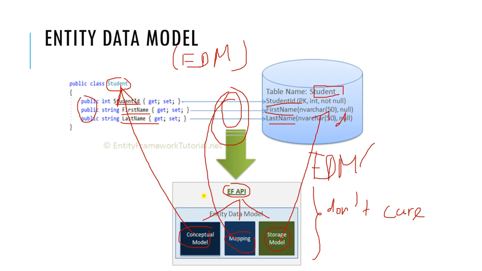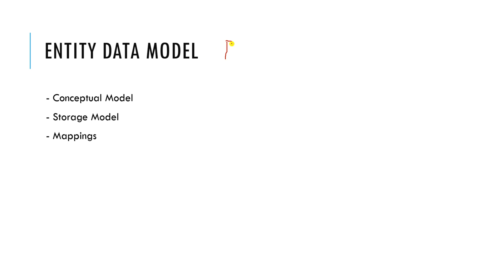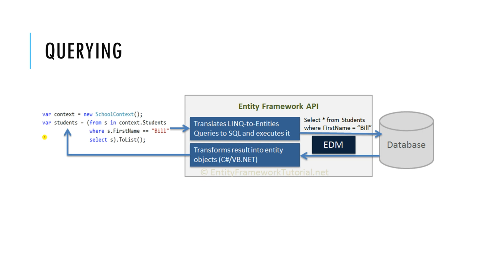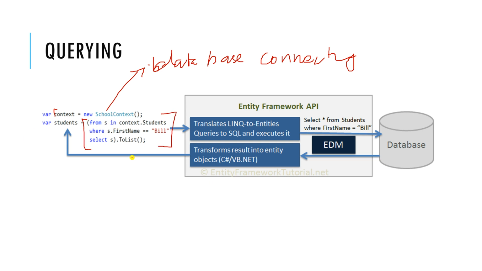Okay, as I explained before, the entity data model, or EDM, has three main concepts: a conceptual model, storage model, and mapping. For querying, we can query the dataset from the context, which connects to the database connection. And we can use LINQ queries. A LINQ query looks like a SQL query.